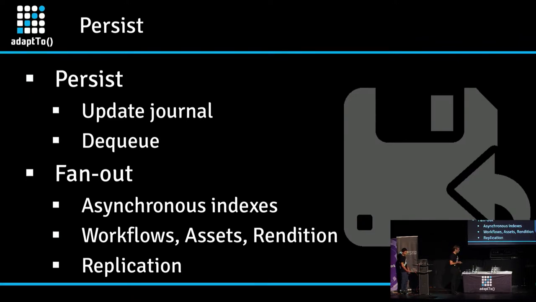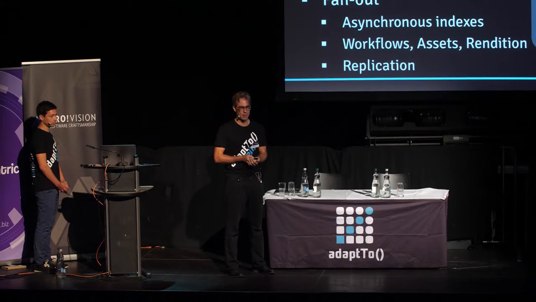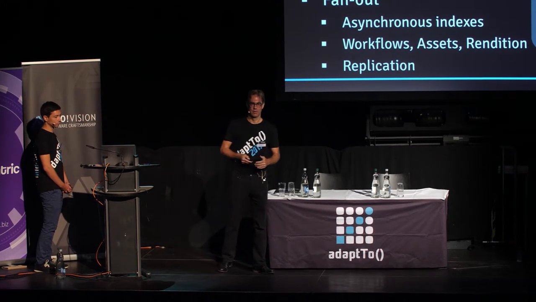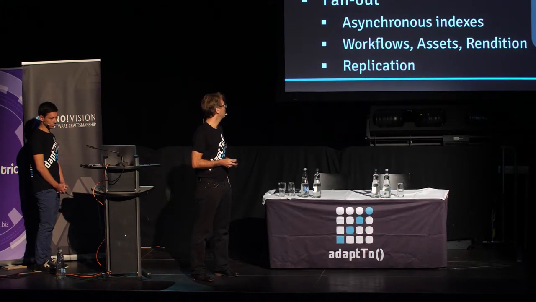Finally, the persist phase. The persist phase is actually quite small and quite light in itself. What it does, it updates the journal to point to the latest state of the repository, including the changes we just made. And then it dequeues the commit object from the commit queue, making the next item on the queue available for processing by the process phase.